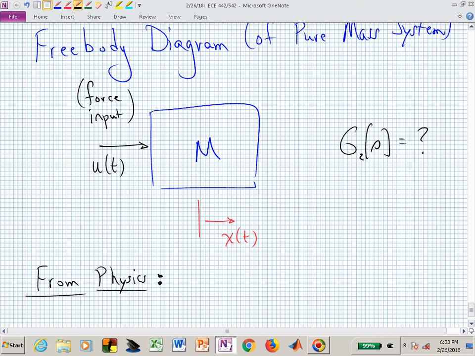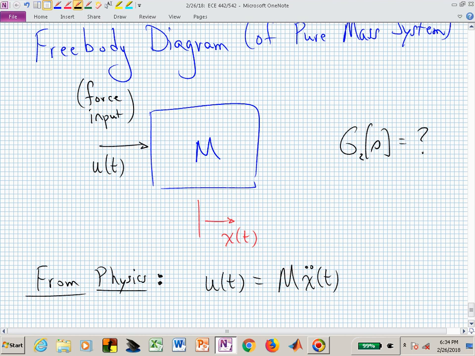Yeah, go back to Newton, right? Now we know that F is equal to ma. We have Newton, so our force F was u of t, and our mass times acceleration is the second derivative of that position x.